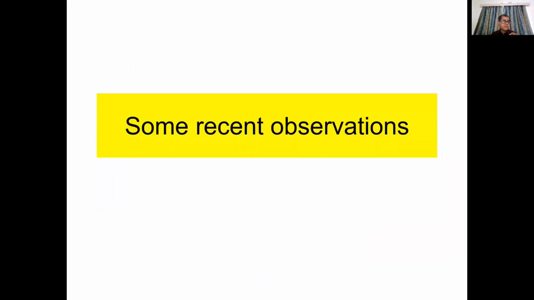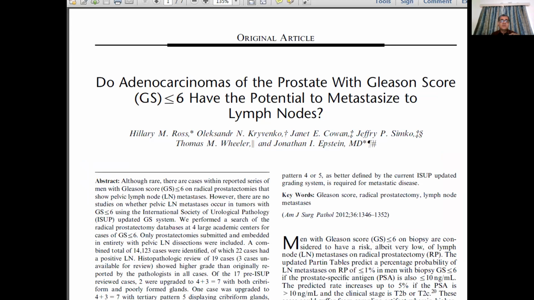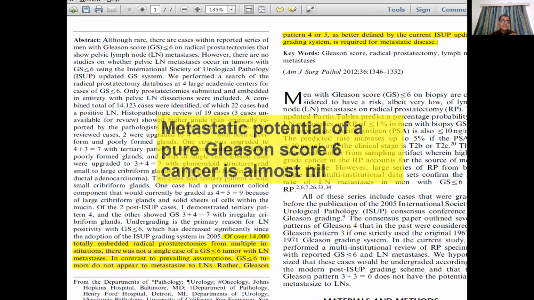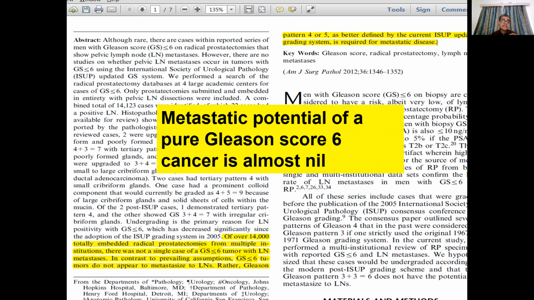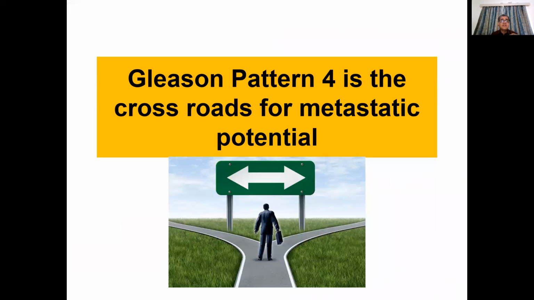There are certain other observations in recent years. It has been found after looking at 14,000 prostatectomies from several centers in the US that true Gleason score 6 or less does not have any potential to metastasize to the lymph nodes. And so the basic understanding is that Gleason score 6 cancer has almost nil metastatic potential. And the corollary to this is that Gleason pattern 4 is the crossroads for metastatic potential. So a patient who has score 7 is probably a patient who can develop a metastasis in the follow-up of the patient. So that's the basic understanding.